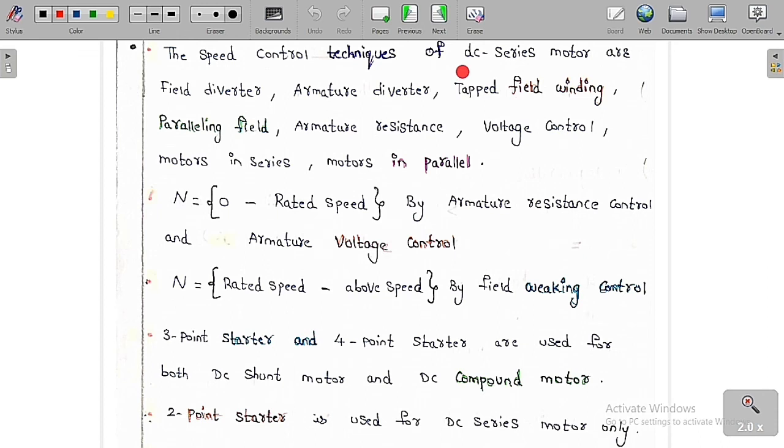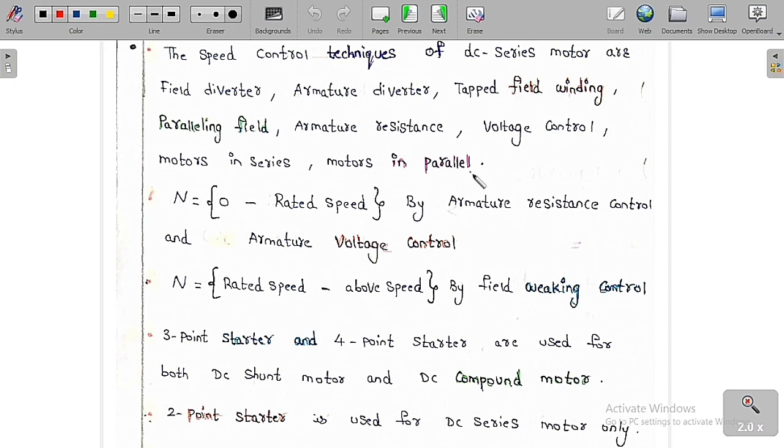The speed control techniques of DC series motors are the field diverter, armature diverter, tapped field winding, parallel winding, armature resistance control, voltage control, and motors in series or motors in parallel. These are the ways in which we can go for speed control of a DC series motor.